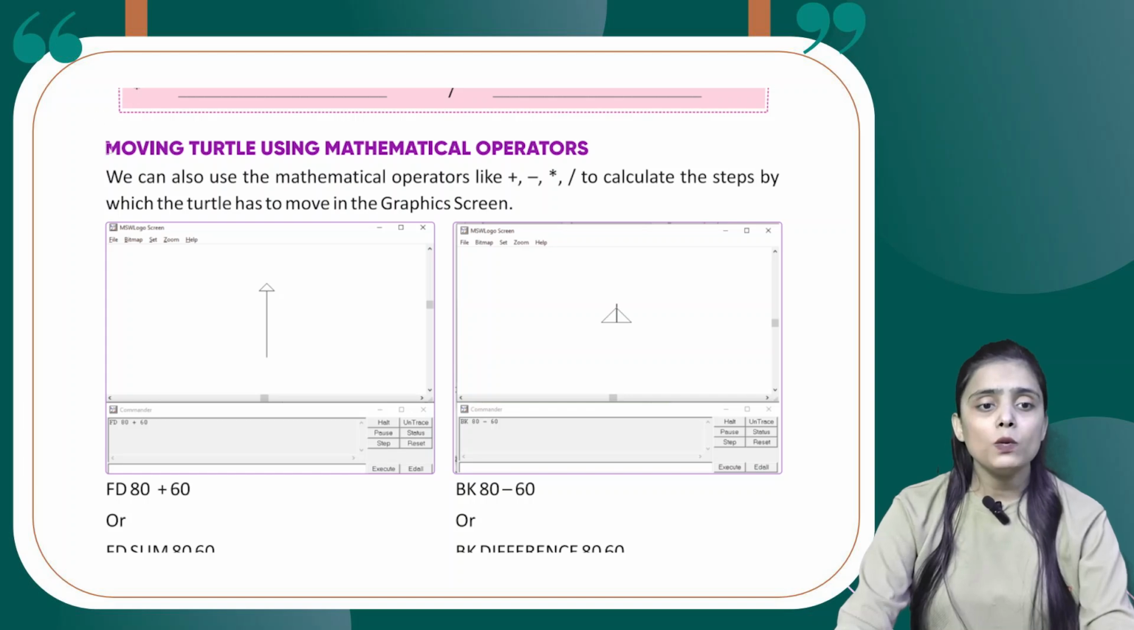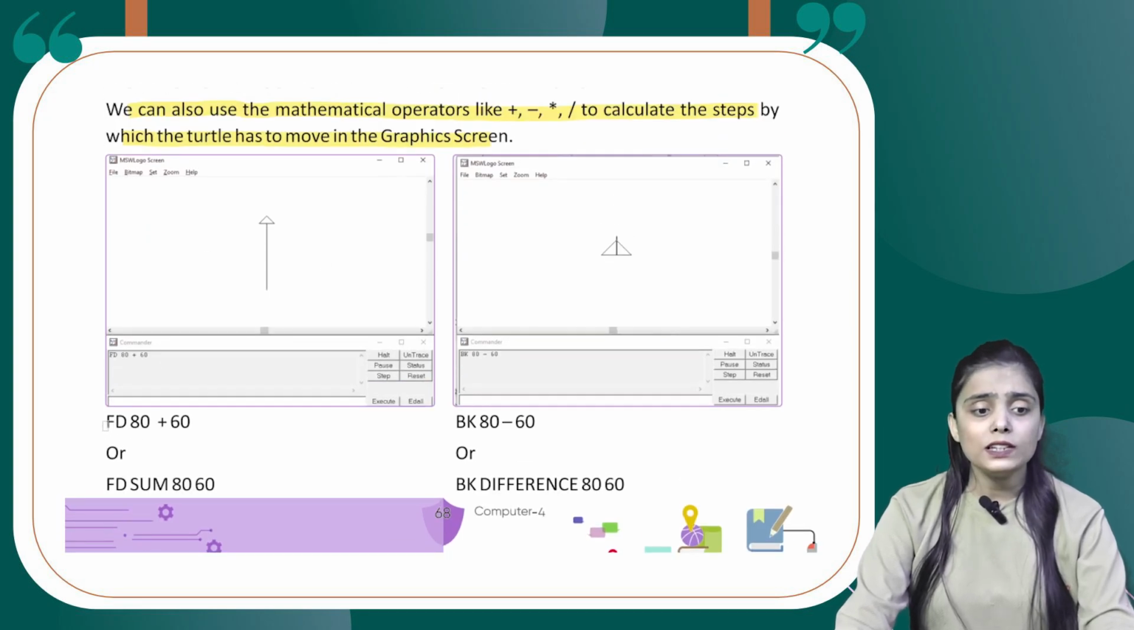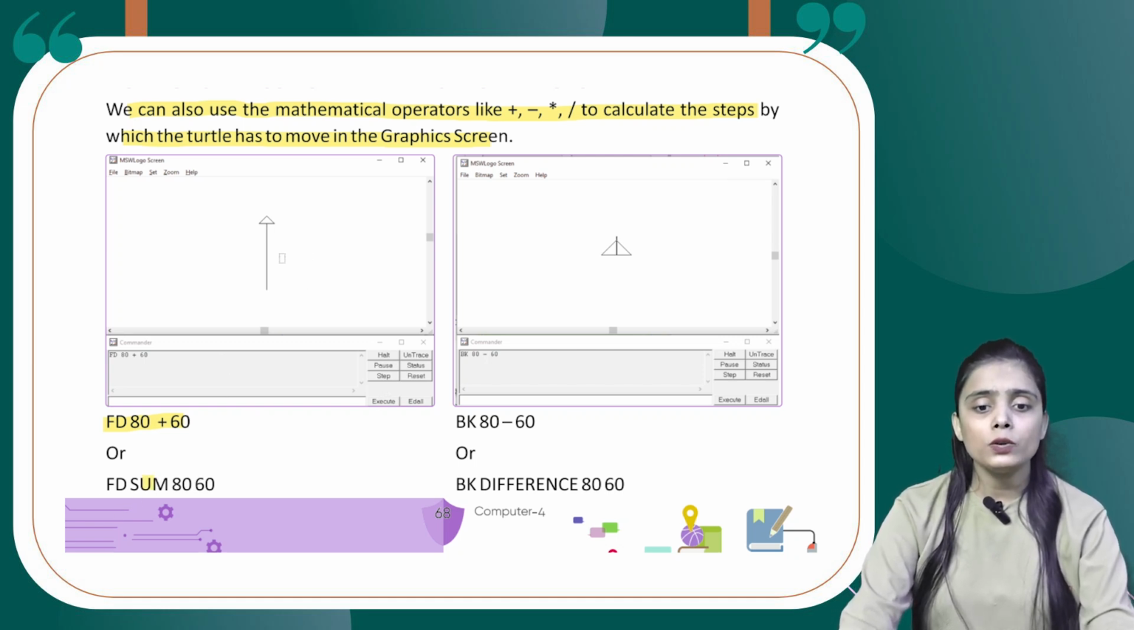Now let's see moving the turtle using mathematical operators. We can also use a mathematical operator like plus, minus, multiplication or division to calculate the steps which the turtle has to move in the graphic screen. Okay. So now we will use mathematical operators to make the turtle move. Here you can see first I'm typing forward 80 plus 60, and forward from 80 and 60. So what did they do? On executing, you can see the turtle moved that many steps forward.